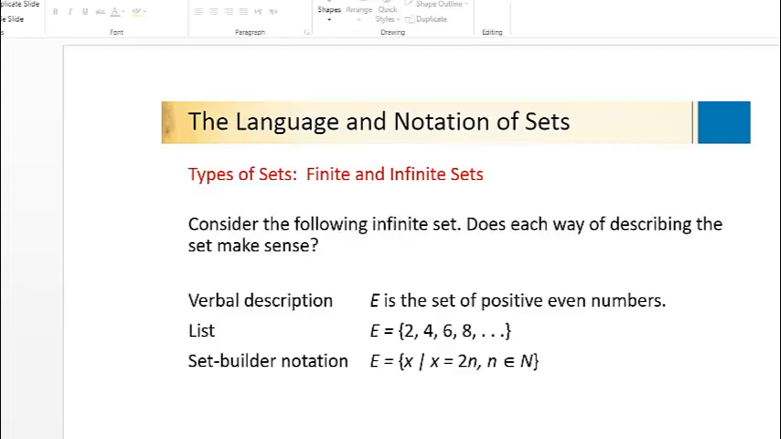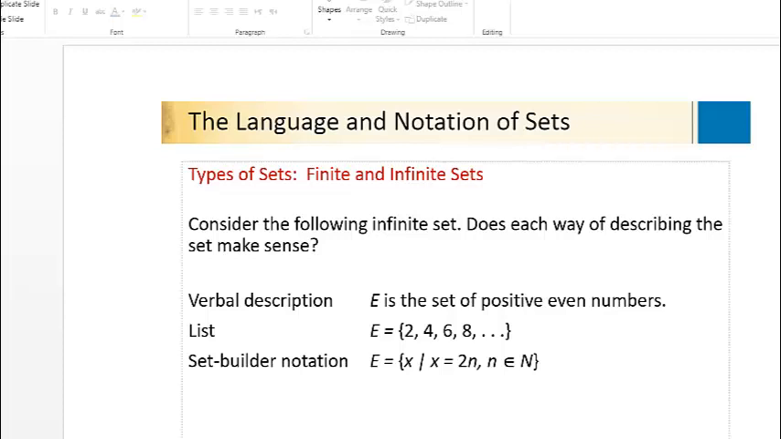In this next slide, you will see 3 different ways to describe the positive even numbers. There's a verbal or word description, and then there is the list description, which is very straightforward. The set builder notation is a little awkward at first, but let's look at what it says.